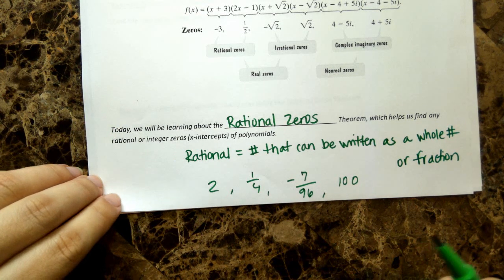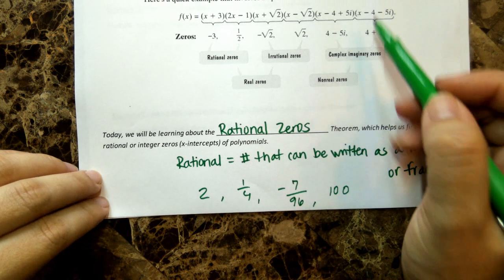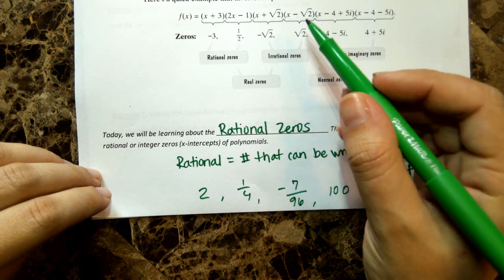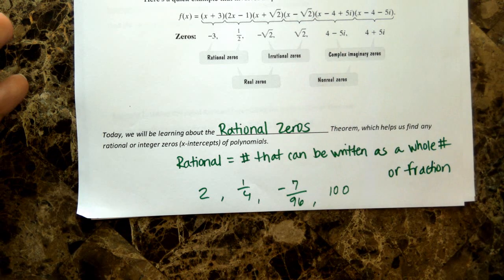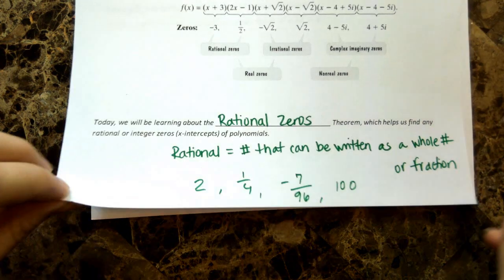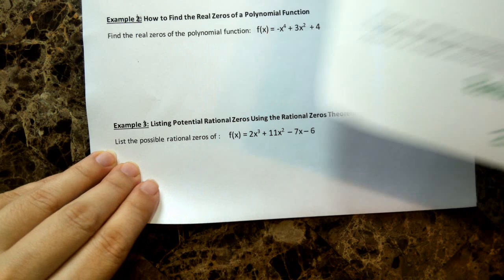Now if you're wondering what's not a rational number, well, we have imaginary numbers. Those are not whole numbers or fractions. And we have these, like the number pi. Pi is 3.14, but it continues on forever. There's no stopping point. It can't be written as a fraction because there's no stopping decimal point. It kind of goes on forever. So those are just some examples of irrational numbers.